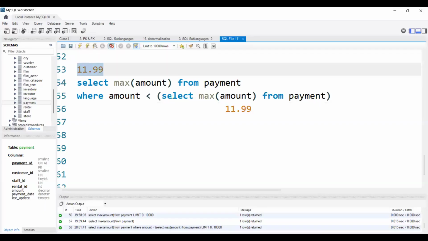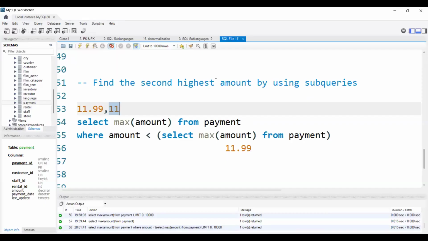It won't consider 11.99. After 11.99, if I have 11, it will display this one and compare this 11 with this value. As 11 is less than 11.99, it will display this data for me, and this will become the second highest value. Am I clear, guys?